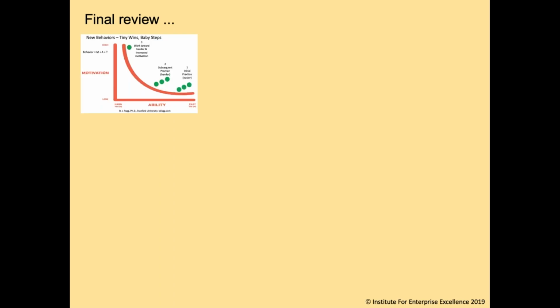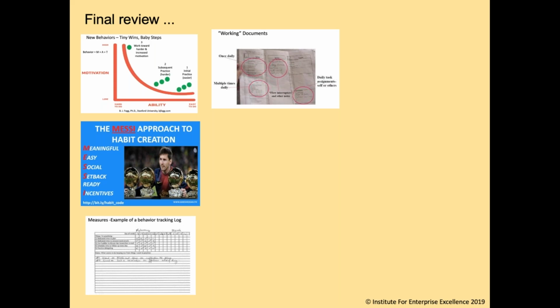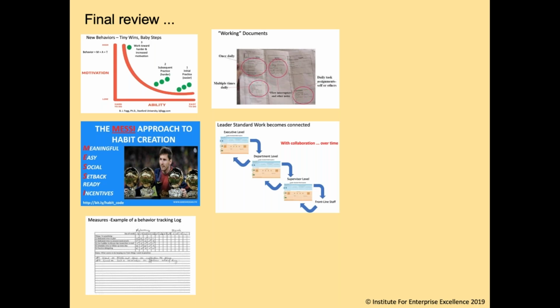So I'm going to do a final review and then open up the phones and see what questions people might have. I talked about BJ Fogg's model, looking at behavior, motivation, and ability. Talked about the MESSI acronym that Mike Grogan likes with his habit creation. Talked about measures, how you can create some simple measures to understand how your process is working. Described the idea that these are working documents, whatever tools you're working with, carry them around with you and use them that way. And then how over time, the leader standard work at the various levels of the organization will tend to evolve and look similar to each other, start to be connected, and everyone sees how it works together.